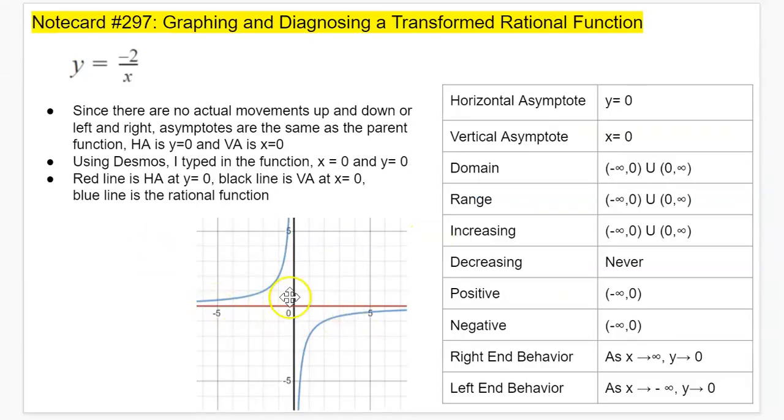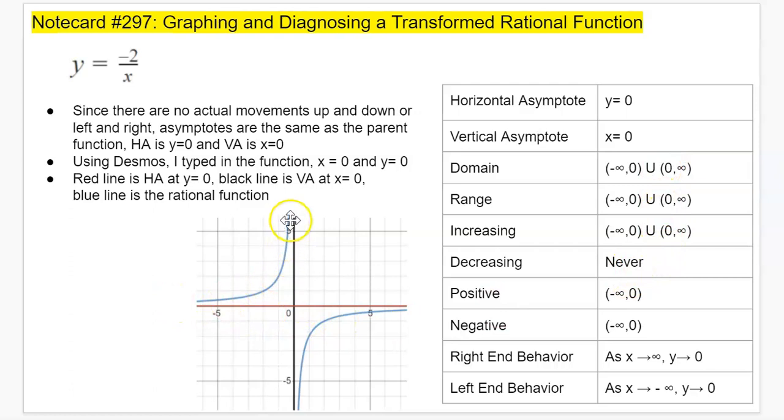Now, the red line is the horizontal asymptote at y equals 0, the black line is the vertical asymptote at x equals 0, and the blue line is the rational function. The domain, if I take the blue branches and switch to the x-axis, is -infinity to 0, union 0 to infinity. Range is the same thing. Y'all, this is increasing on the whole domain. Look, left to right. It's increasing all the time. So on the whole domain, it's never decreasing.